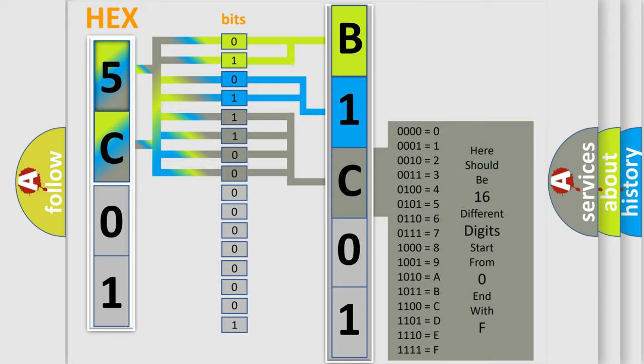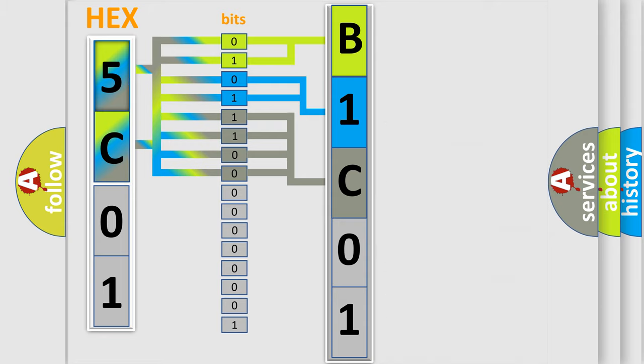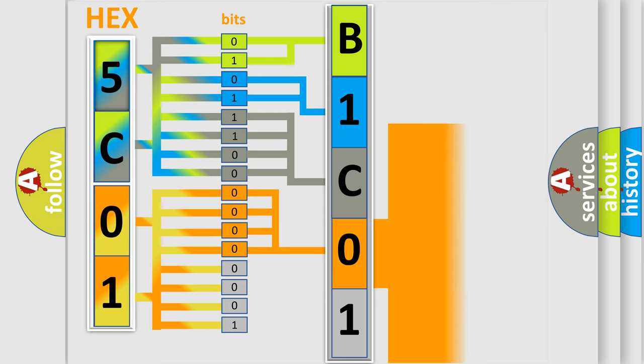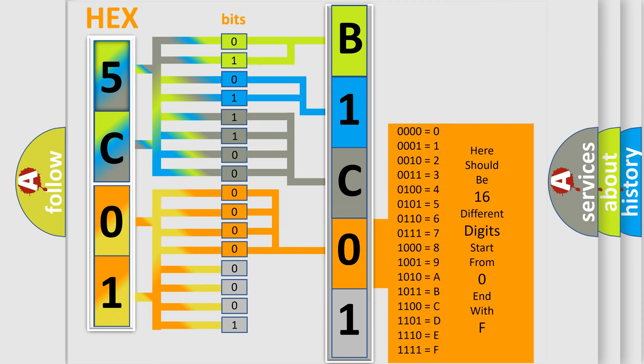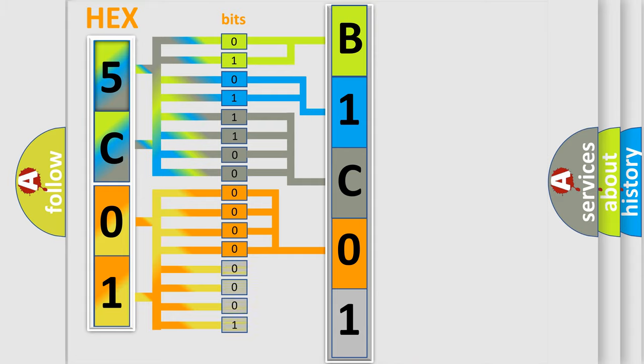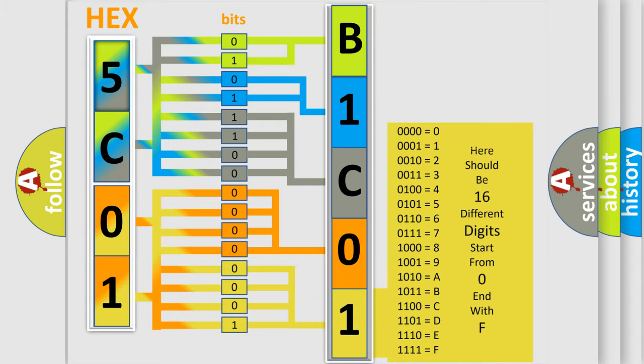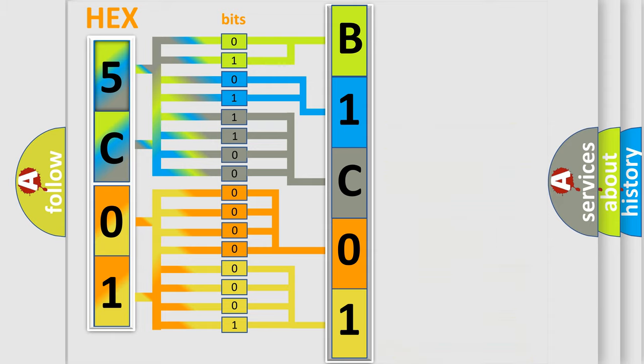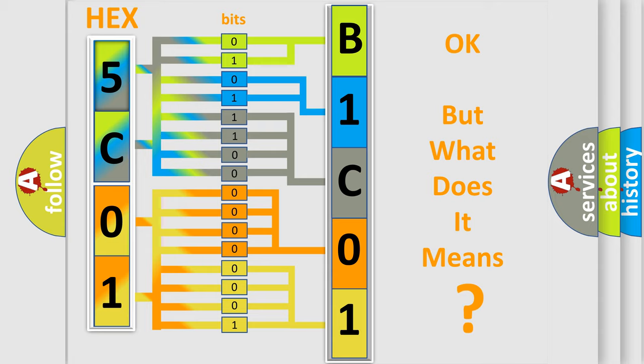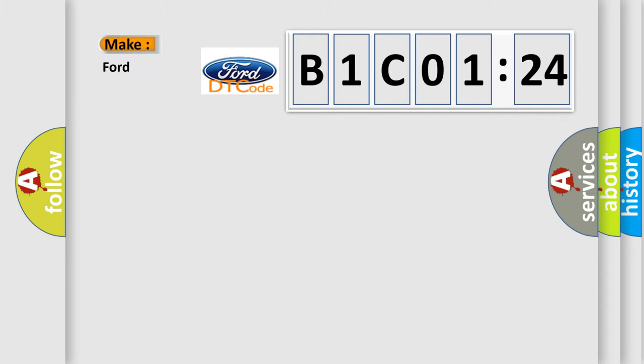The second byte is composed of a combination of 8 bits. The first 4 bits determine the fourth character of the code, and the combination of the last 4 bits defines the fifth character. A single byte conceals 256 possible combinations. We now know in what way the diagnostic tool translates the received information into a more comprehensible format. The number itself does not make sense to us if we cannot assign information to what it actually expresses. So, what does the Diagnostic Trouble Code B1C01-24 interpret specifically for Infiniti car manufacturers?